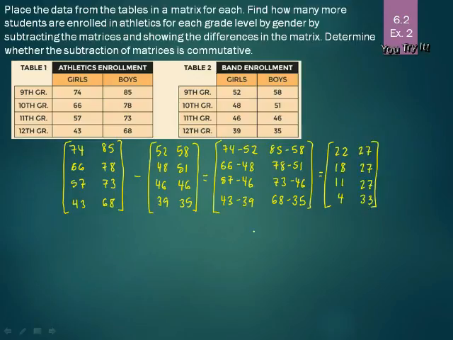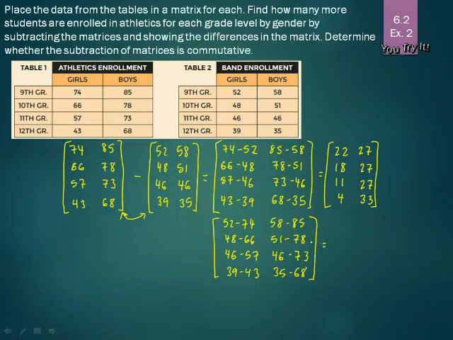Now that we have this matrix, we want to check: are these commutative? Could we switch this order and would it still be the same answer? Basically we just end up switching each of these numbers. So instead of 74 minus 52, we'd have 52 minus 74, 48 minus 66, 46 minus 57, and so on.